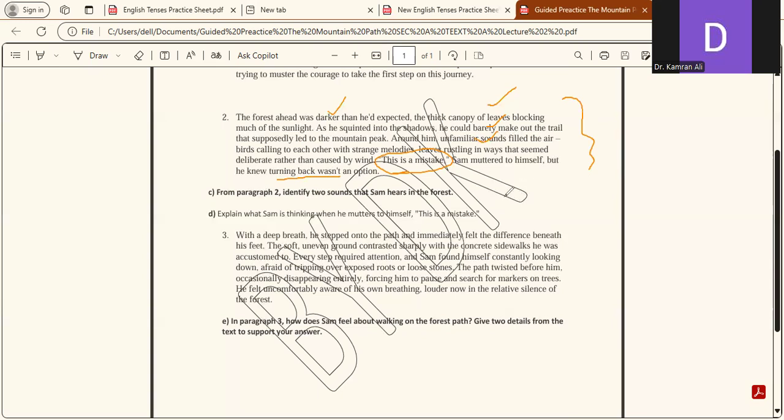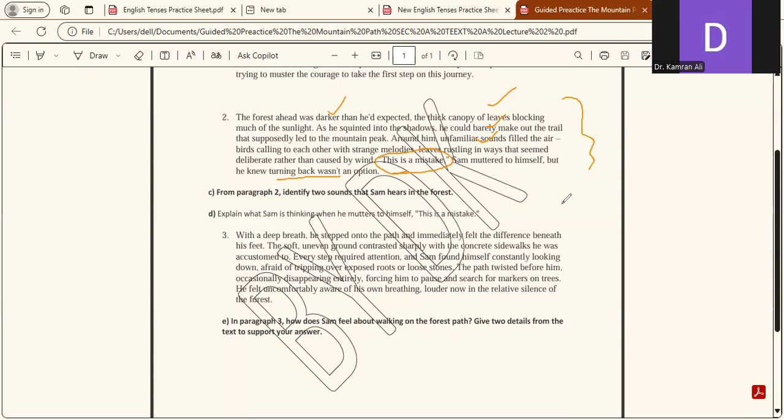How do we know he's not comfortable? We know that he could barely make out the trail. We know that he had to squint into shadows. We know that it was quite dark ahead, and he hadn't expected the thick canopy of leaves blocking the light. All these circumstances tell us that it was a difficult time. He was not comfortable here, right?